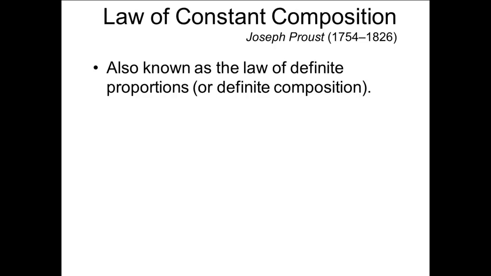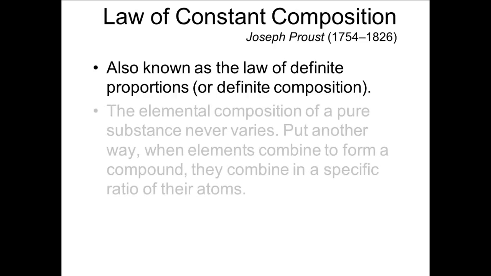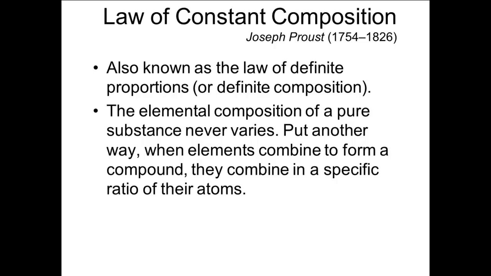The first is called the law of constant composition, or the law of definite proportions, or definite composition. This law says that when elements combine to form a compound, they combine in a specific ratio of their atoms. Originally, the law of definite composition was stated in terms of masses of the elements, but today it is framed in terms of the numbers of atoms of each element.